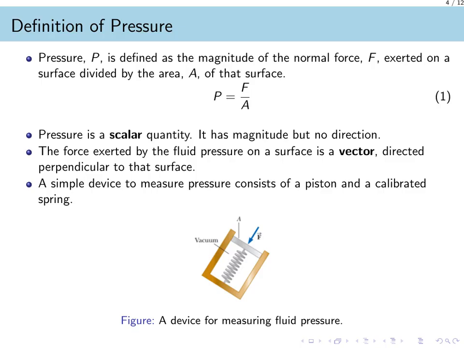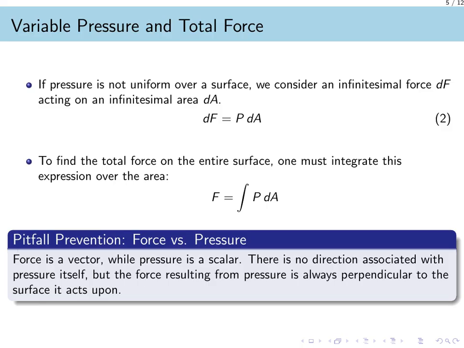We can measure pressure using a simple device like the one shown, which uses a piston and a calibrated spring. The fluid pushes on the piston, and the spring's compression indicates the force. Knowing the piston's area allows us to calculate the pressure. The key takeaway is that a scalar pressure at a point in a fluid generates a perpendicular vector force on any surface it contacts. This slide clarifies the relationship between force and pressure, especially when pressure is not constant.